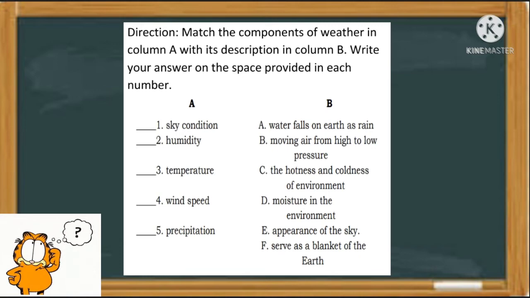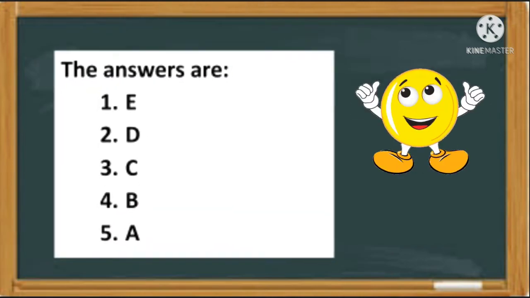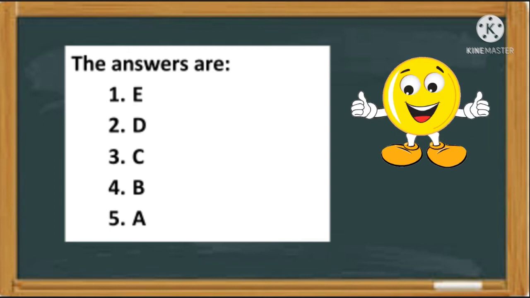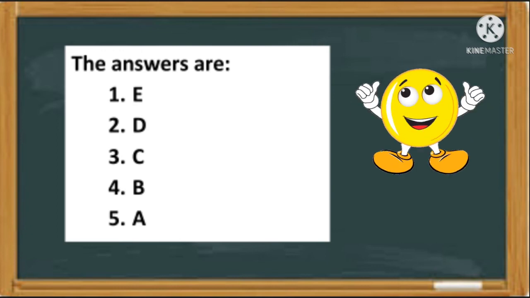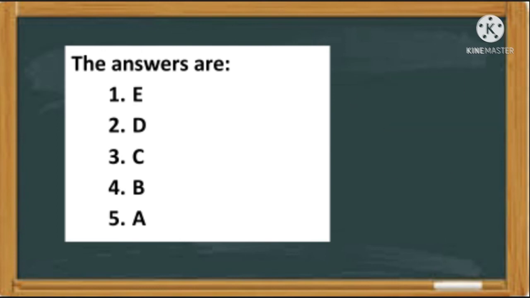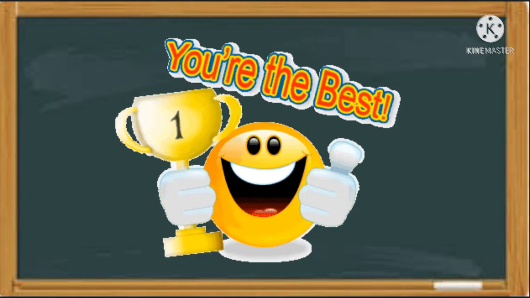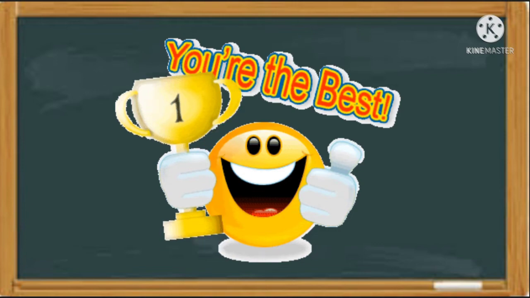Okay, time is up. The answers are for number 1, letter E, appearance of the sky. Number 2, letter D, moisture in the environment. Number 3, letter C, the hotness and coldness of environment. Number 4, letter B, moving air from high to low pressure. And number 5, letter A, water falls on earth as rain. Did you get them correctly, class? Well done, young scientists! I am very happy that you got all the correct answers in our activity. For that, you will be given a reward.